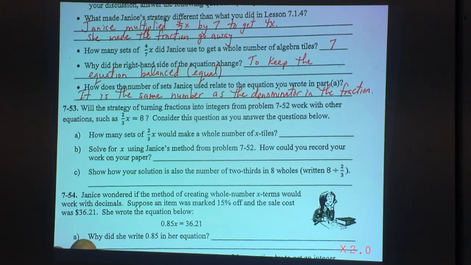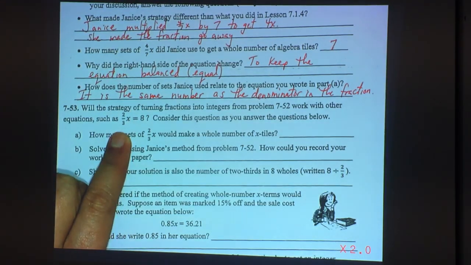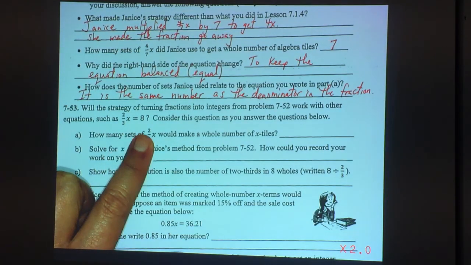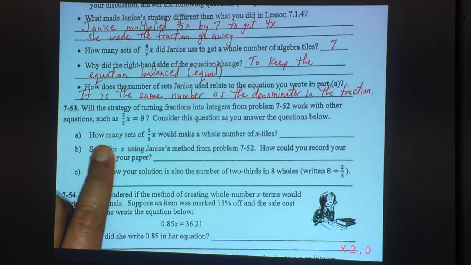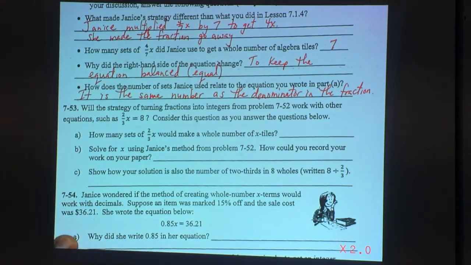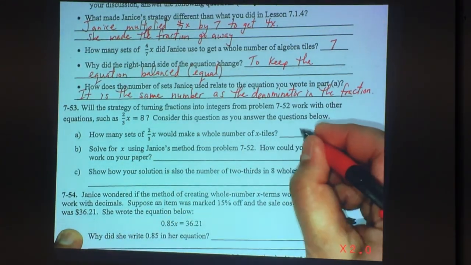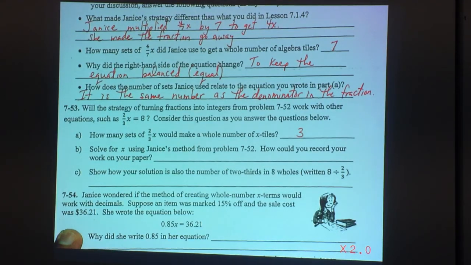Okay. Will the strategy of turning fractions into integers from problem 52 work with other equations such as 2/3 x equals 8? Consider this question as you answer the questions below. Okay. So how many sets of 2/3 x would make a whole number? So what they're asking is, what's the denominator? What's the denominator in 2/3? It's 3. Solve for x using Janice's method. How could you record your work on your paper?